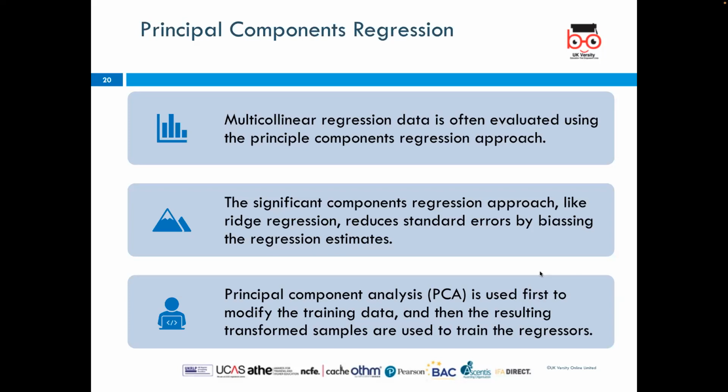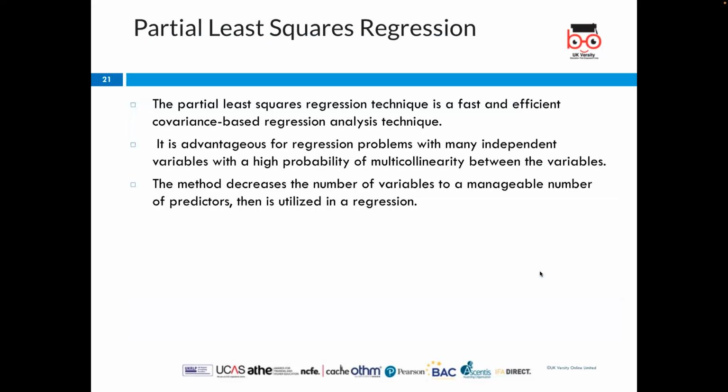The next one is partial least squares regression. So what is partial least squares regression? This type of regression technique is a fast and efficient covariance-based regression analysis technique. It is advantageous for regression problems with many independent variables with a high probability of multicollinearity between the variables. The method decreases the number of variables to a manageable number of predictors, which are then utilized in a regression.